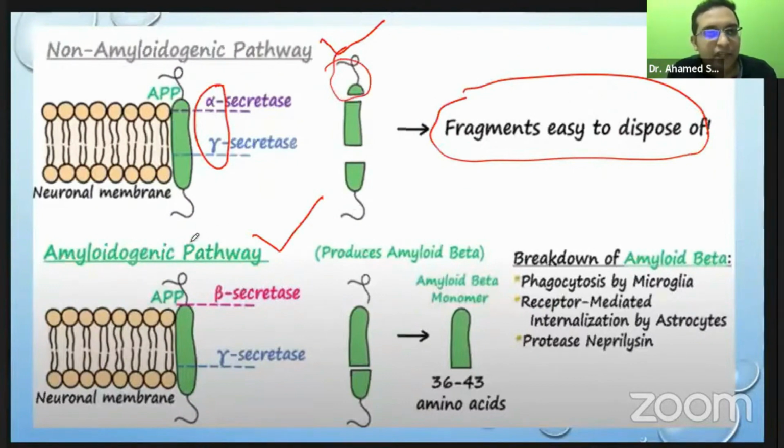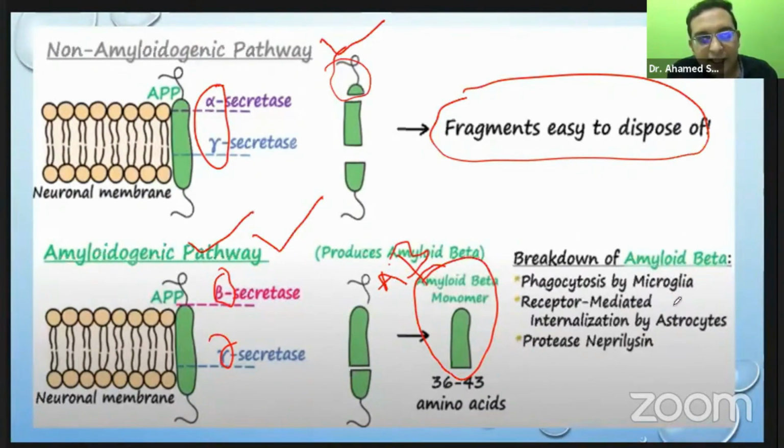No problem regarding that. In the amyloidogenic pathway also, there is usually not much of a problem, but it is acted on by beta and gamma. Because of this amyloidogenic pathway, there is something called amyloid beta monomer, which we call A beta. A beta is produced in a normal human being without any problem. Usually this amyloid beta is cleaved by the microglia, the astrocytes, and some enzymes, and there is not much of a problem.